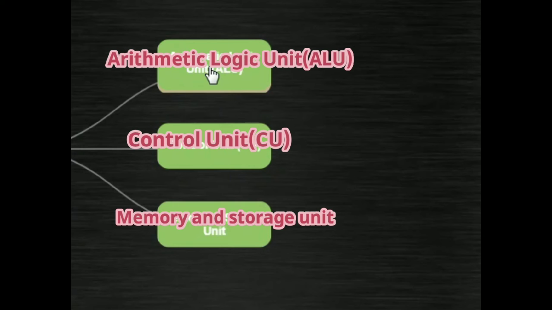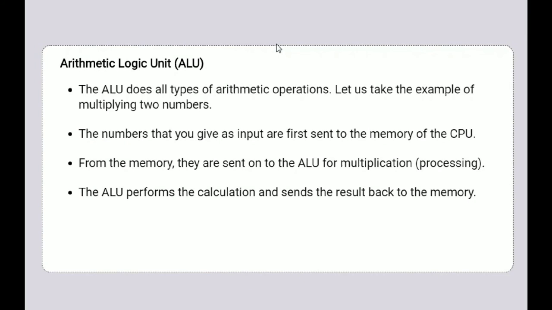We can see the operations performed in the arithmetic and logic unit. The ALU does all types of arithmetic operations. Let us take the example of multiplying two numbers. The numbers that you give as input are first sent to the memory of the CPU. From the memory, they are sent on to the ALU for multiplication or processing. The ALU performs the calculations and sends the result back to the memory. So this is the main operation performed in an arithmetic logic unit, or ALU.